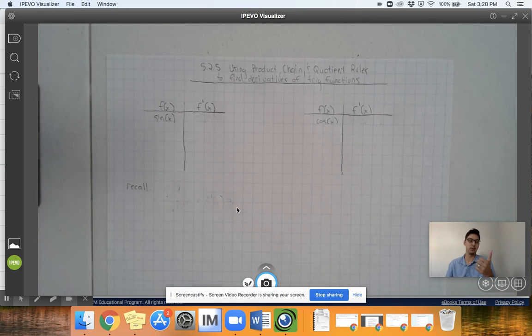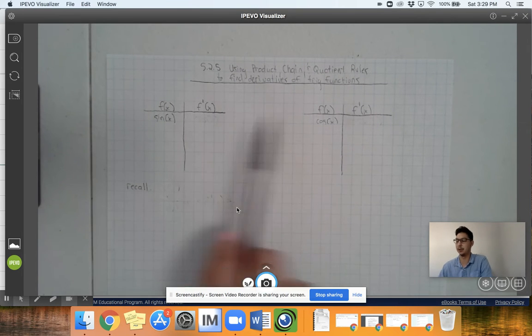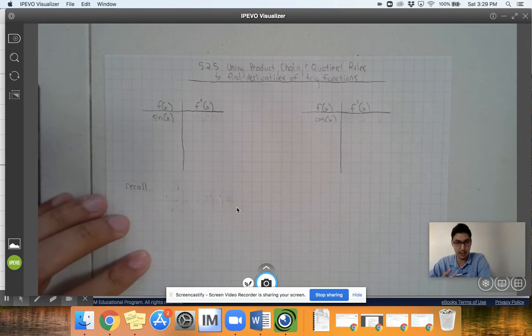So you've learned the chain rule, you've learned the product rule, and you've learned the quotient rule. Now we're going to apply all these to find the derivatives of the other trig functions. Now, as of right now, you only know two.